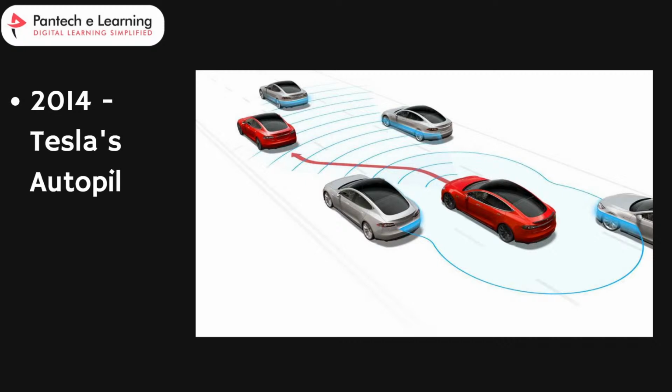So in 2014, Tesla's Autopilot announcement. This was a big announcement because they introduced Autopilot, which brought semi-autonomous features like adaptive cruise control and lane keep assistance to their cars.